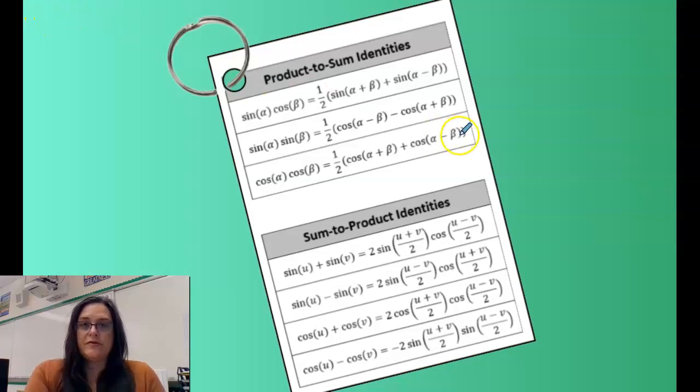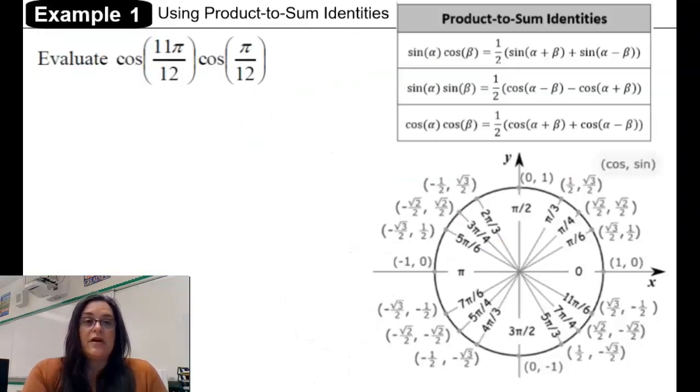So welcome to our notes for product to sum identities and sum to product identities. The first set here will take a product of either sines and cosines, both sines or both cosines, and convert it into a sum of trig functions or a difference. Then the sum to product identities do the opposite. We start with a sum or a difference of two trig functions and convert that using the identities to a product. So let's take a look at example 1 where we'll see these identities in action.